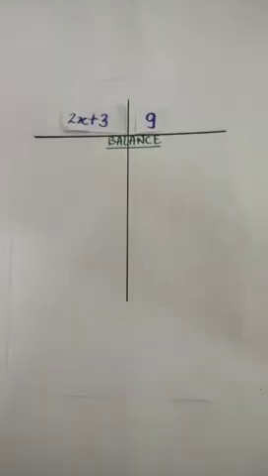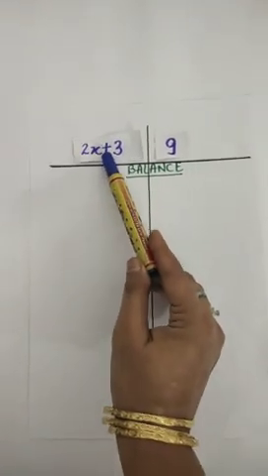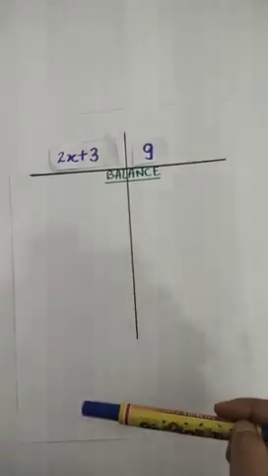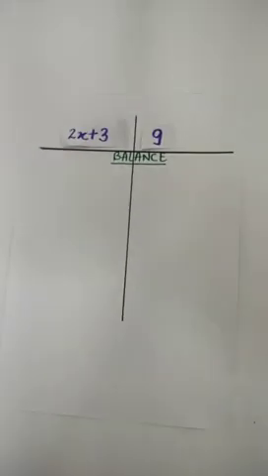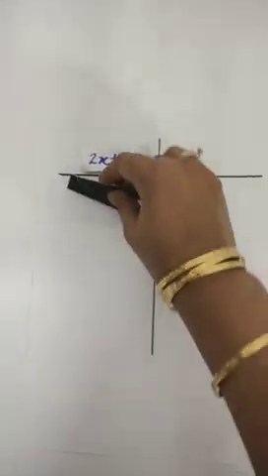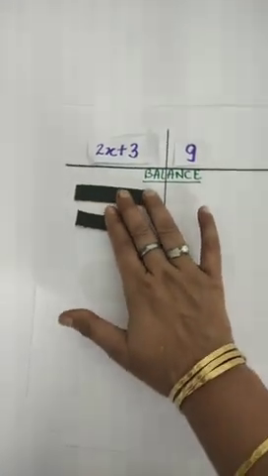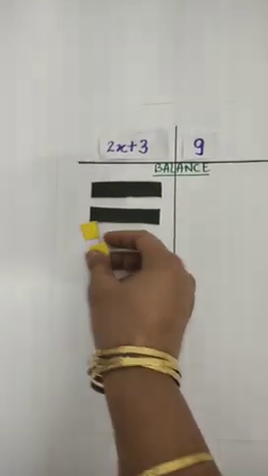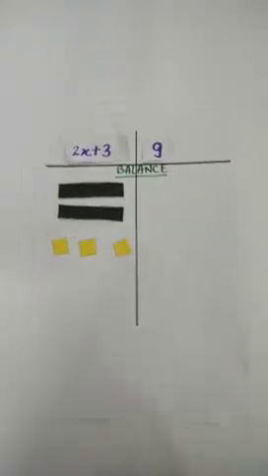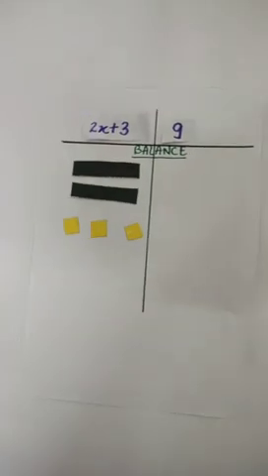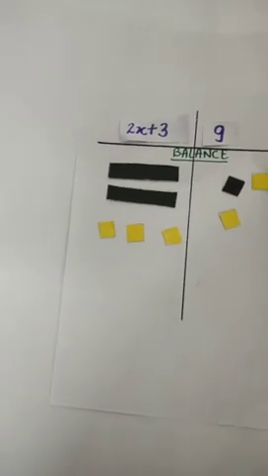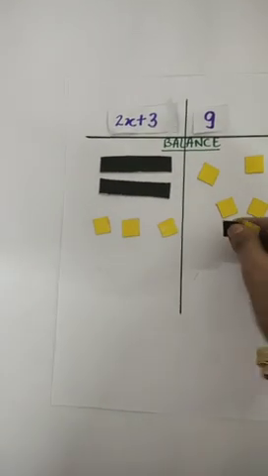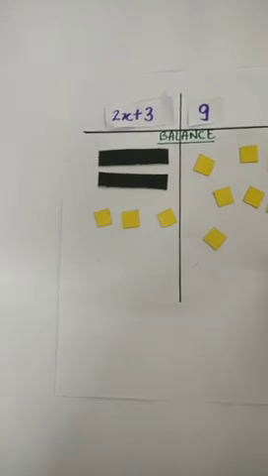Now we're going to solve a different type of equation in which the x is multiplied by 2, an addition sign is also here, and 9 towards the right hand side. How can we solve this? As it is given 2x, we can put 2 green tiles, again plus 3. Plus 3 always means 3 small yellow tiles. Now 9 is positive, so we have to put 9 yellow tiles like this. You can see 5, 6, 7, 8, 9.